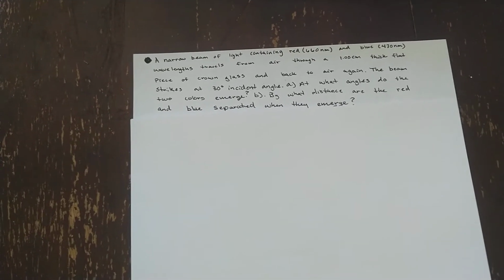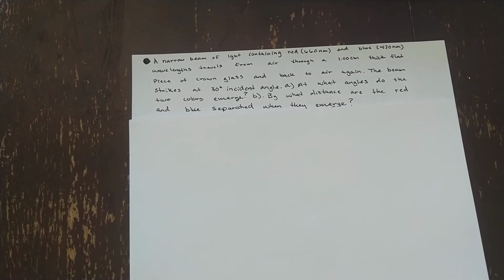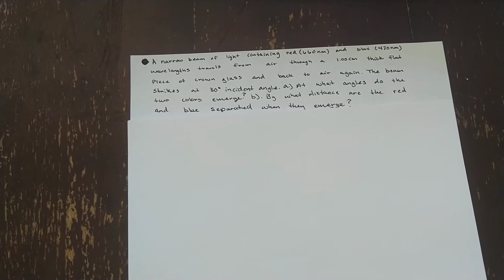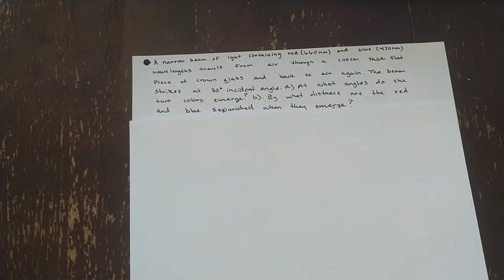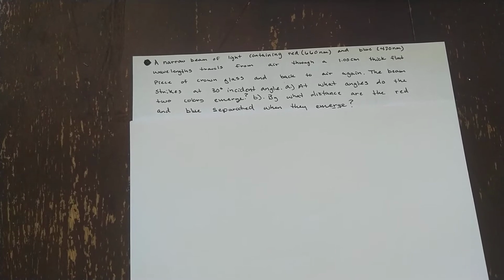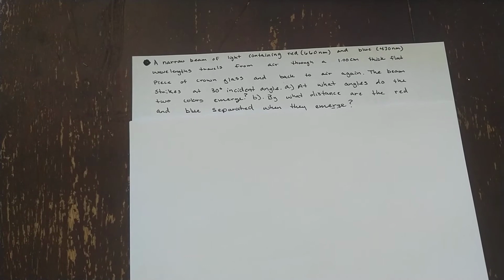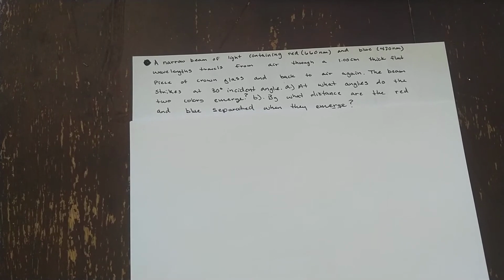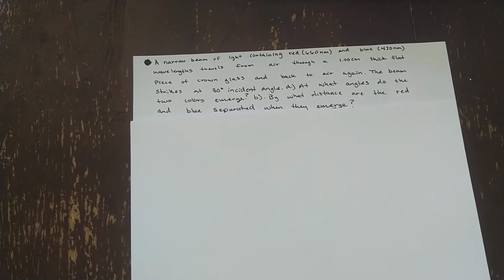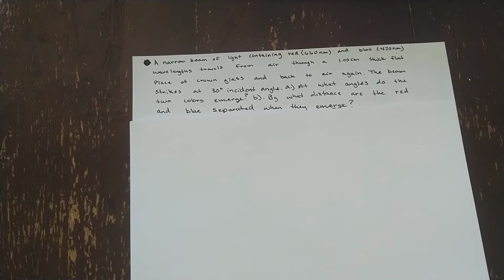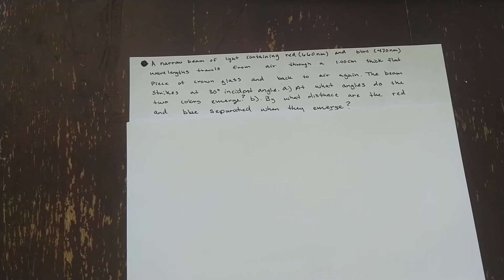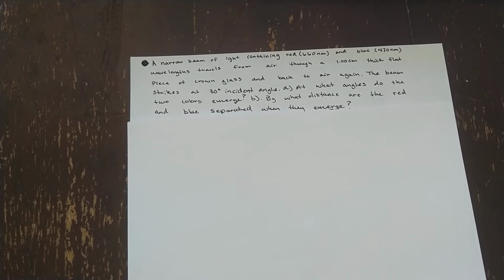Hello everyone, we're going to be solving a physics problem for geometric optics, and this is going to be a problem about Snell's Law. The problem says a narrow beam of light containing red 660 nanometer and blue 470 nanometer wavelengths travels from air through a 1.0 centimeter thick flat piece of crown glass and back to the air again. The beam strikes at a 30-degree incident angle. At what angles do the two colors emerge, and by what distance are the red and blue lights separated when they emerge?